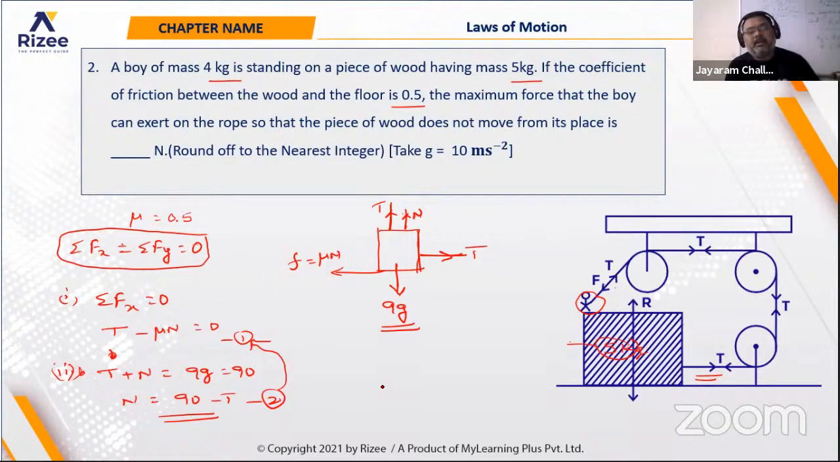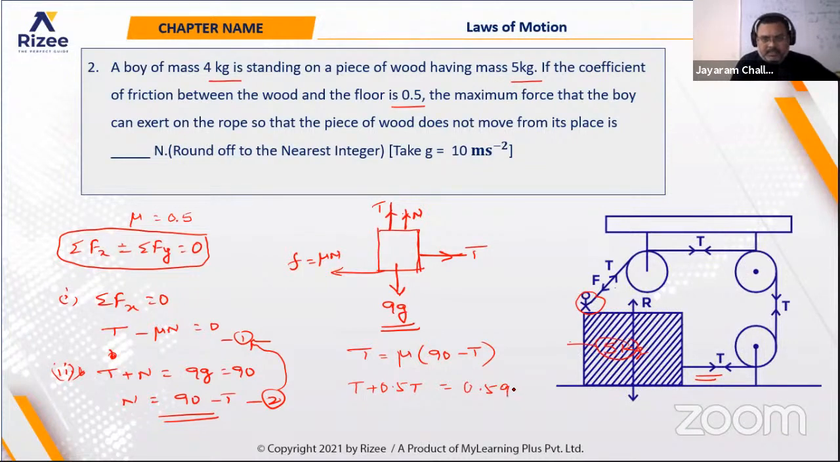So when we substitute, T is equal to mu into normal reaction. What is the normal reaction here? It is 90 minus T. So now expand this one, where the mu value is 0.5. That is T plus 0.5 T is equal to 0.5 into 90.